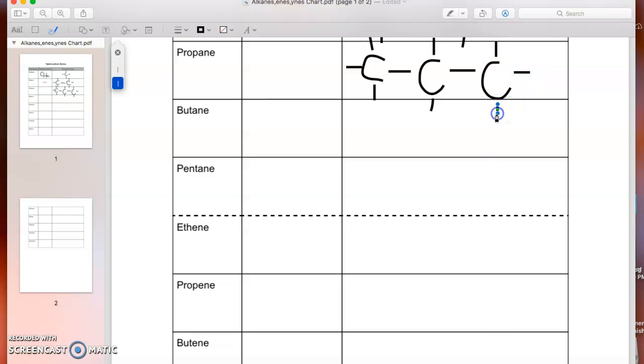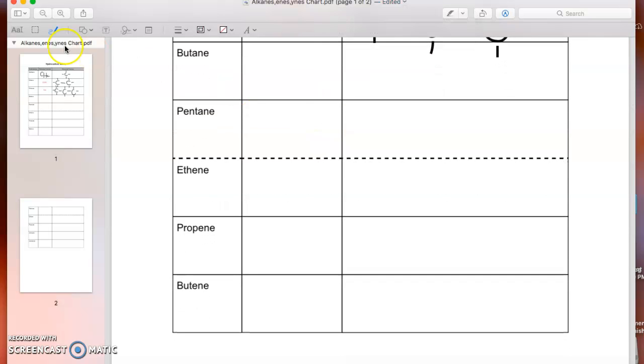Okay, so for that formula, we have 3 carbons, so we have C3, and then we have 1, 2, 3, 4, 5, 6, 7, 8 hydrogens, so C3H8.